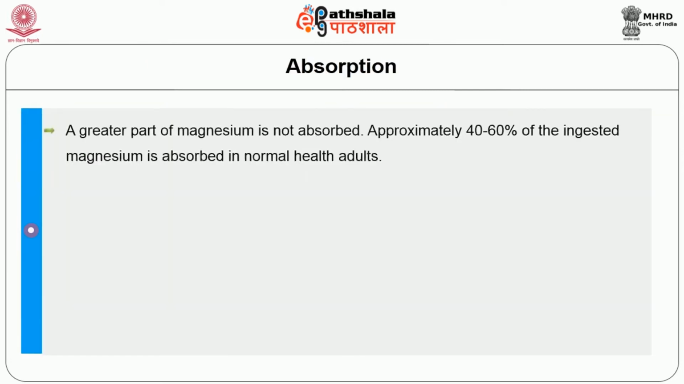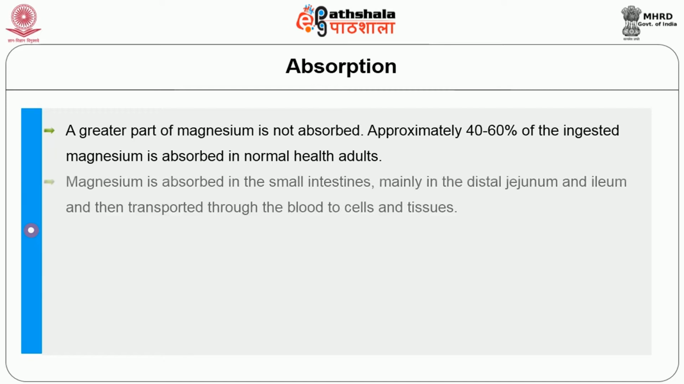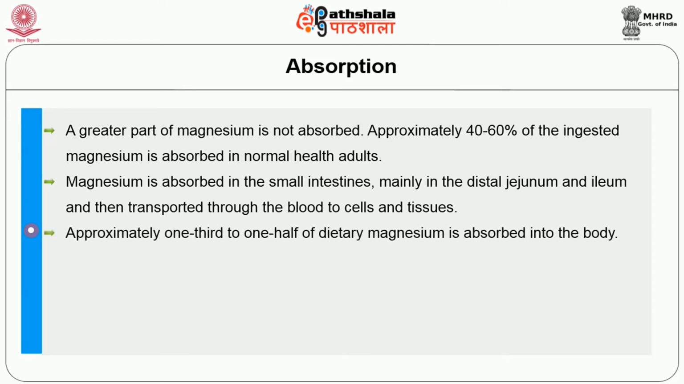Next, we shall review the absorption and transport of magnesium in the body. Absorption. A greater part of the magnesium is not absorbed. Approximately 40 to 60% of the total ingested magnesium is absorbed in normal healthy adults. Magnesium is absorbed in the small intestine, mainly in the distal jejunum and ileum, and then transported through the blood to cells and tissues. Approximately one third to one half of the dietary magnesium is absorbed into the body.